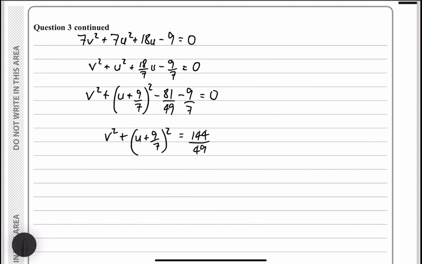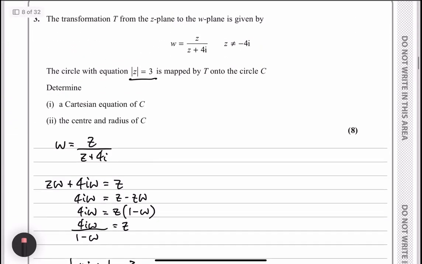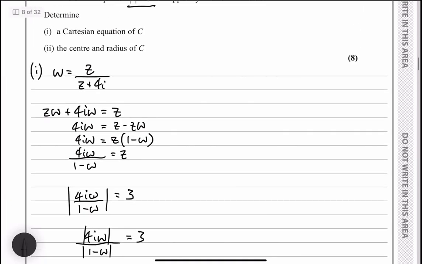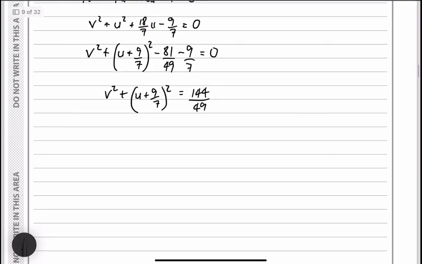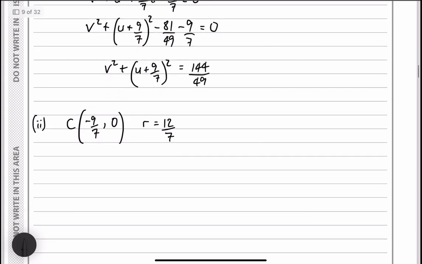So that is the equation of a circle, and part ii wanted us to state the centre and radius, which we can do now from that equation. So that's part i, and then ii. The centre is minus 9 over 7, 0, and the radius is 12 over 7, the square root of the right hand side. That was a fairly standard transformation question. That was quite nice. On to question 4.